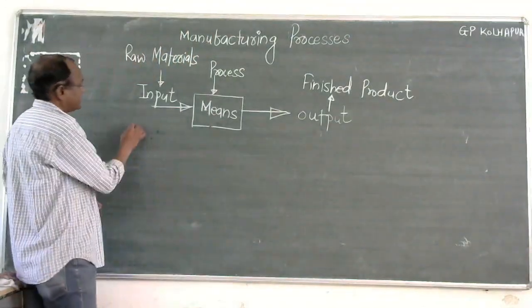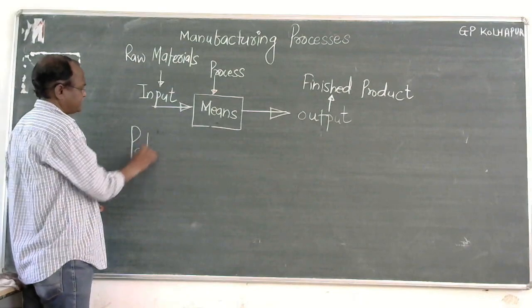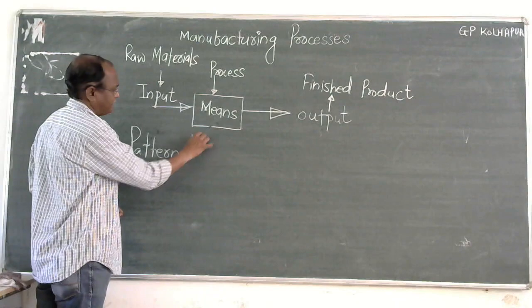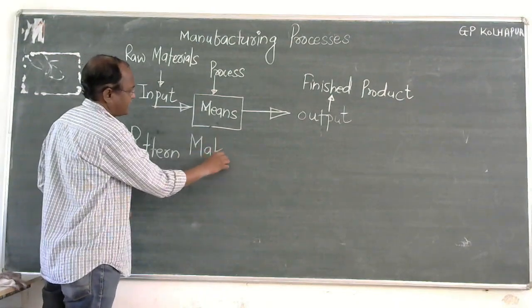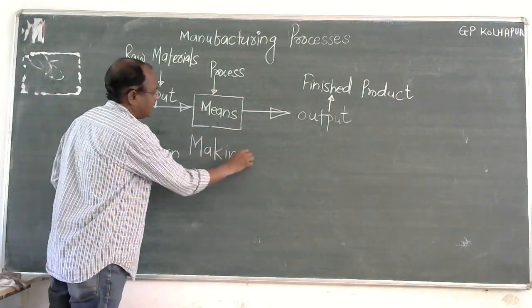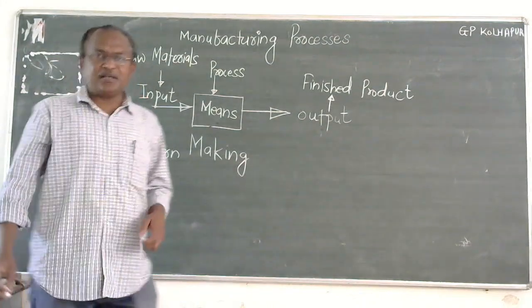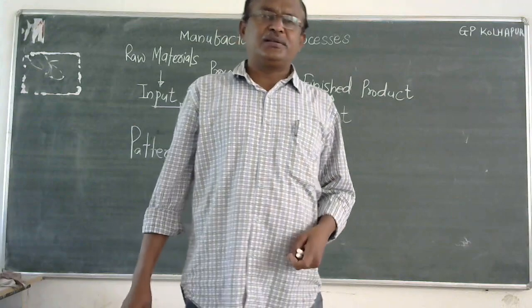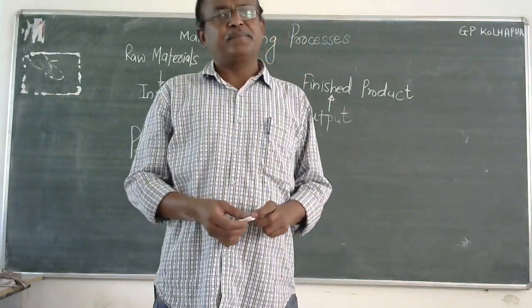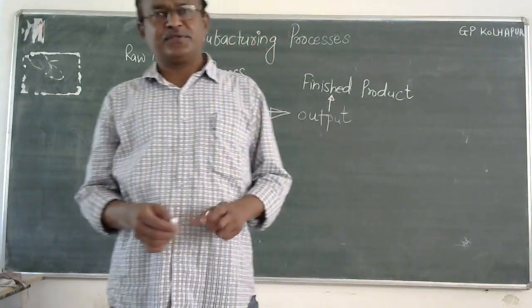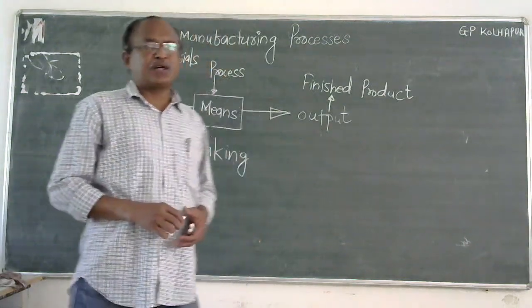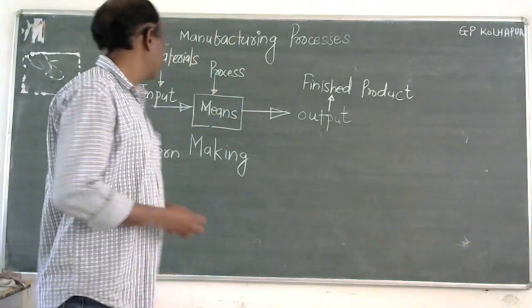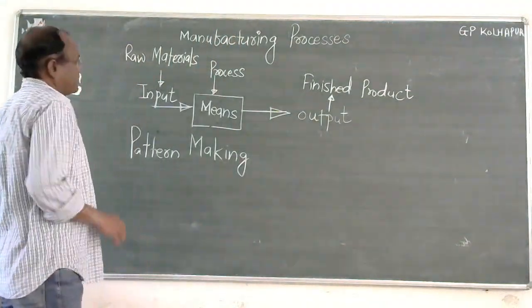If we start with pattern making, molding, welding, casting, forming, punching, forging, all are mechanical processes. Those are used to convert raw materials into finished product. So let us start with pattern making.